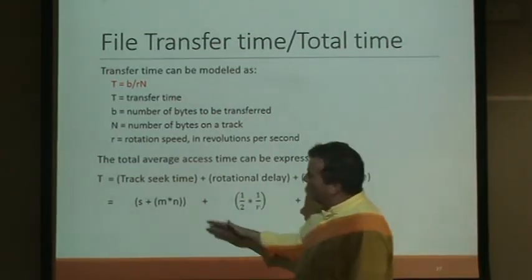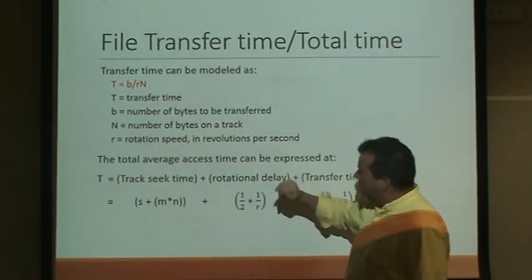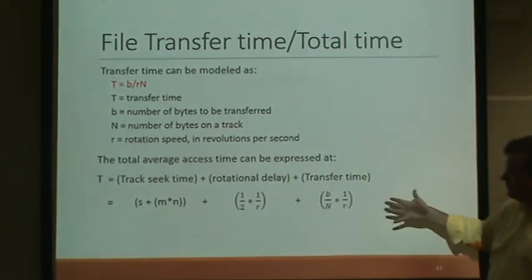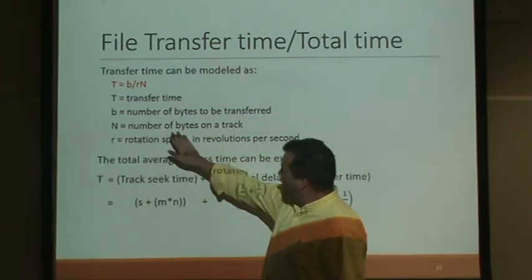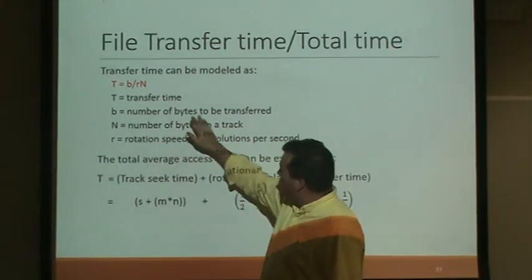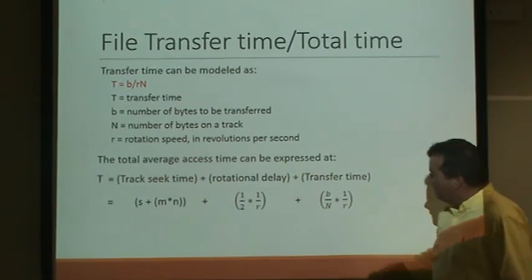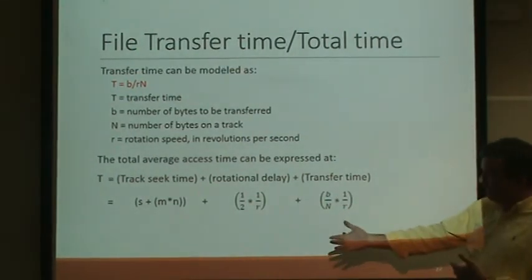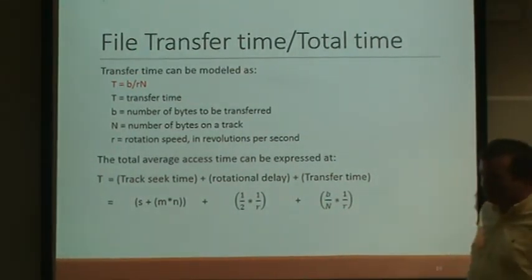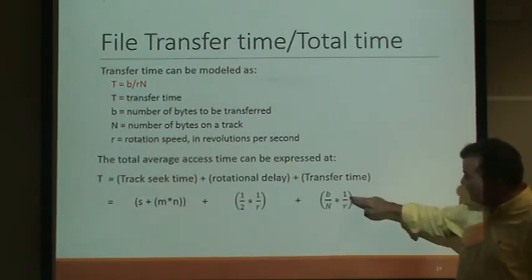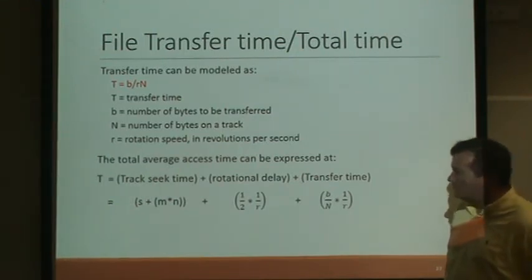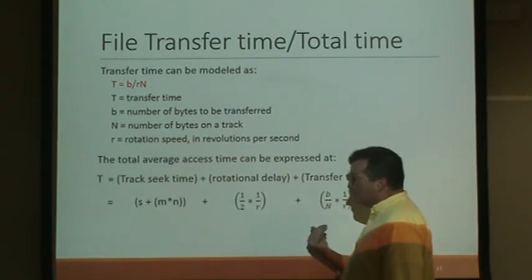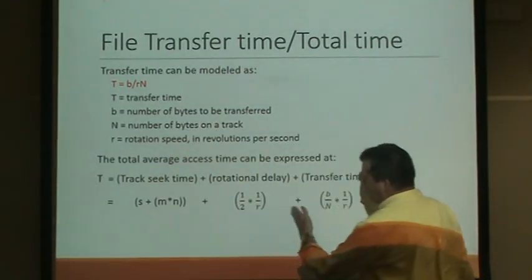So we're trying to read in so many bytes of data, and there are so many bytes within a block. So n is the number of bytes on a track, and b is the number of bytes we're trying to read from the file. Then b divided by n, divided by the rotation, how long it takes to spin the disk drive, would be how much time it takes to read that much data. So the whole time to read in a contiguous file would be these three terms added up.